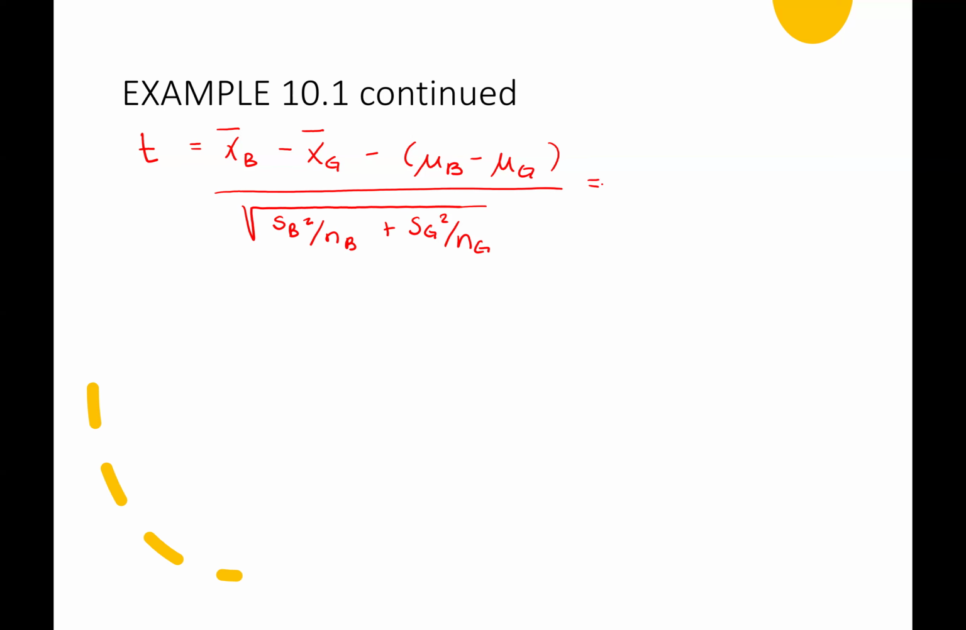Okay, so this was equal to the average for the boys, which was 3.2 hours per day, minus the average for the girls, which was 2, minus 0, since we're assuming that the means of the boys and the girls are the same. Divided by the square root of the standard deviation of the boys, which was 1, squared, divided by their sample size, which is 16, plus the standard deviation of the girls, 0.866, squared, divided by 9.